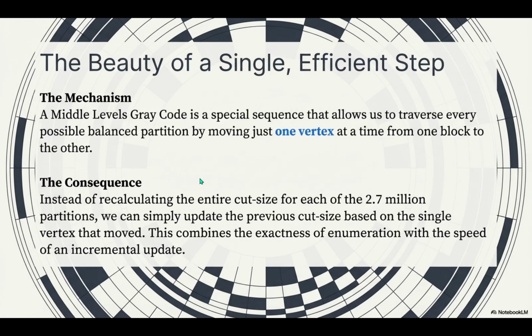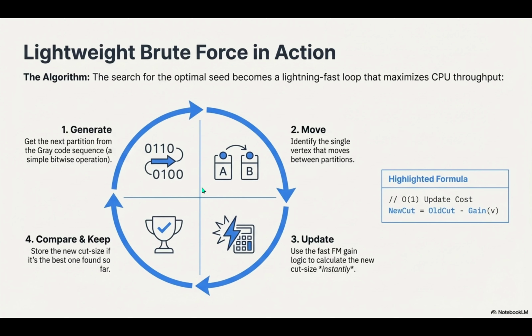How does that apply here? It's the exact same principle. A gray code sequence generates the next balanced partition in the list by changing only one thing. In our case, that means moving exactly one cell from block A to block B. Oh, that's brilliant. So instead of having to recalculate the entire cut size from scratch for all 2.7 million options? You don't have to. Because only one cell moved, you can update the cut size incrementally.